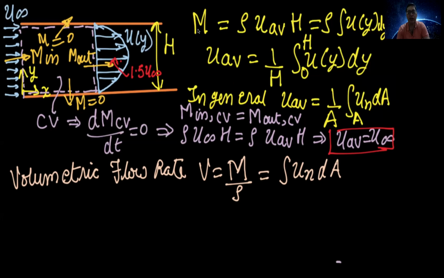Other than the mass flow rate, we use another term called volumetric flow rate, which is represented here by capital V. Note that there are two V's which I am using. The curly V, which I call volume, and the straight V, which I call volumetric flow rate. This volumetric flow rate is equal to mass flow rate divided by density. The expression for mass flow rate is the integral of rho u dA. So when you divide by rho for an incompressible flow, it comes out to be the integral of u_n dA.